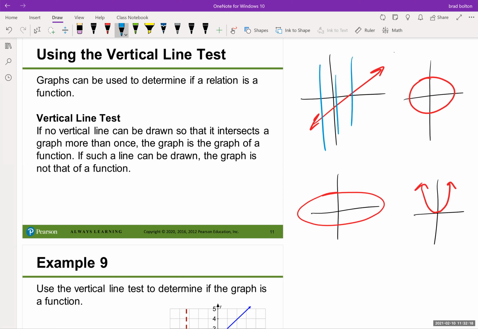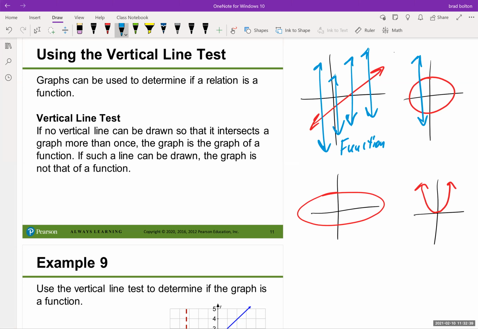I can draw a vertical line anywhere and I'll only touch it once. So this is a function. See how easy that is. Here, I draw a vertical line anywhere, I'm going to touch it twice, except maybe on the sides where I get tangents. These are all technically lines. I don't want to go through and do it, but you guys get the idea, right?